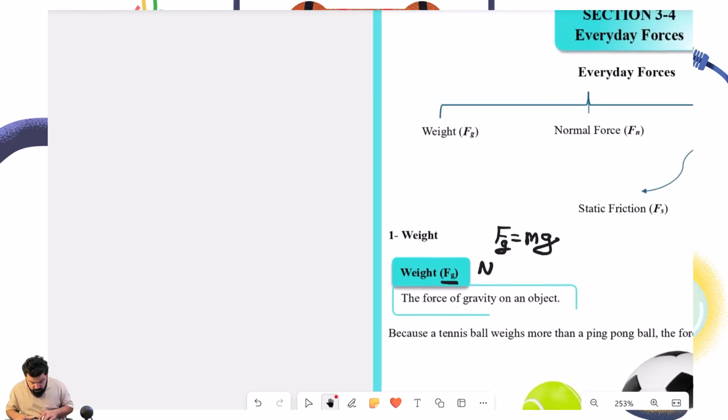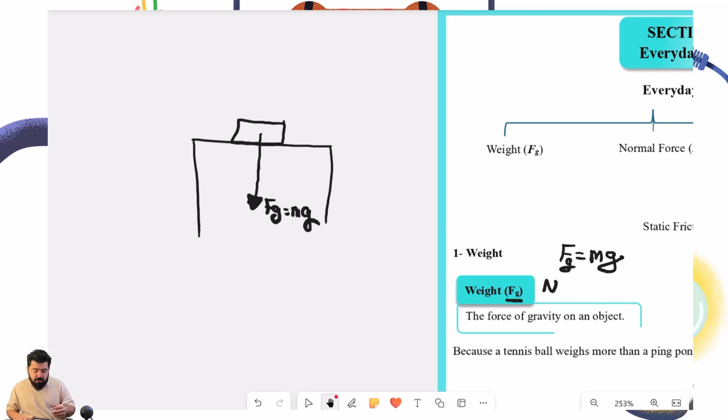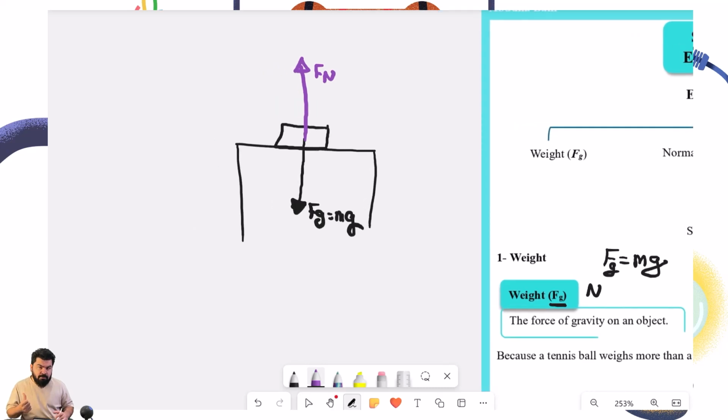We have also normal force. So let's say you have a table and there is a book on this table, or take any other object. Because this object has a mass, it has Fg, which is equal to mg. Be careful. Now this book or this object applies a perpendicular force. Be careful, not opposite to the gravitational force, but perpendicular to the surface. If we make it into a different color, this is going to be Fn, and we call this F normal.